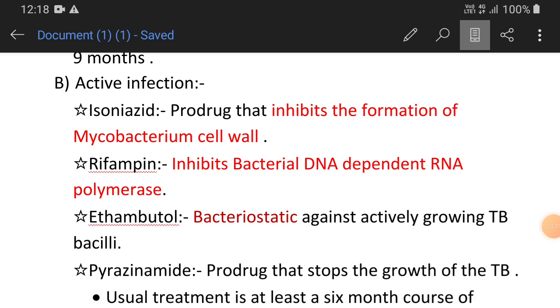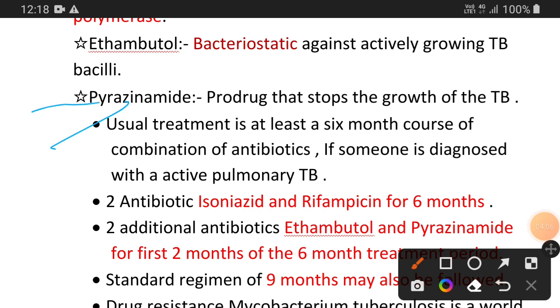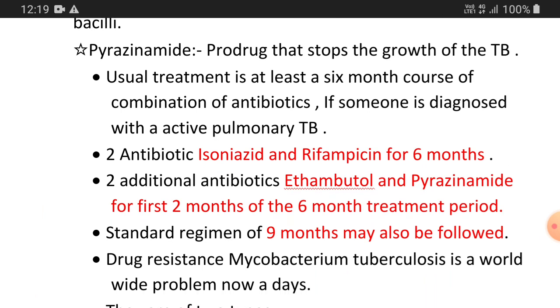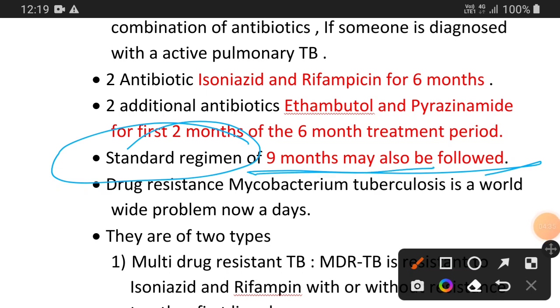Now after that, we have to talk about the drug regimen, that means how that mixture of drugs should be used. Usually the treatment duration is 6 months. We use Isoniazid and Rifampin for the 6 months, and 2 additional drugs, ethambutol and pyrazinamide, for the first 2 months of the 6-month treatment period. Sometimes the standard regimen is 9 months also.